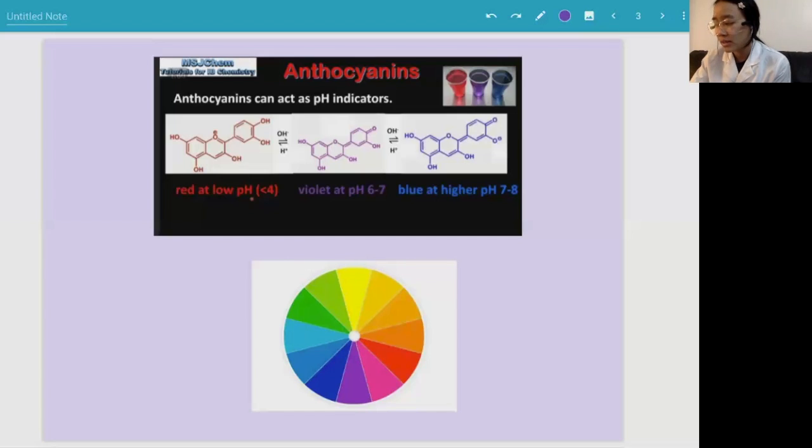And if it emits red light, that means it absorbs green, which, out of orange, yellow, and green, is the highest energy and the shortest wavelength. So the conjugation can explain these different color changes.